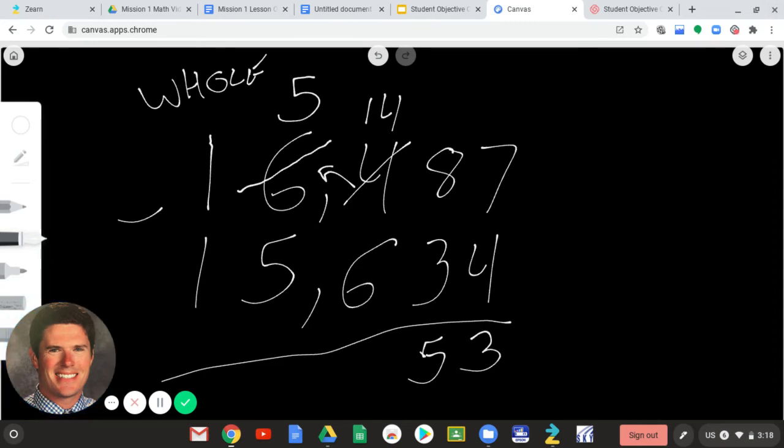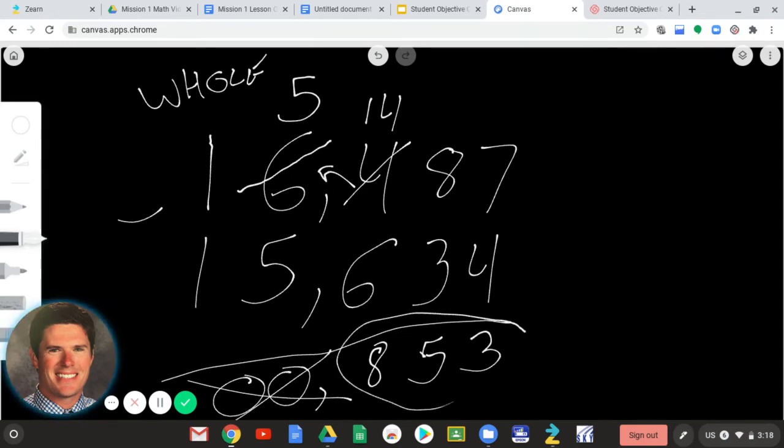14 minus 6. If I have 14, I take away 6. That's 8. Put my comma right back down there. 5 minus 5 is 0. And then 1 minus 1 is 0. So that's actually nothing at all. So what is my difference? 853.